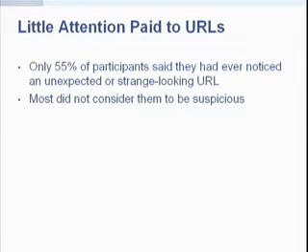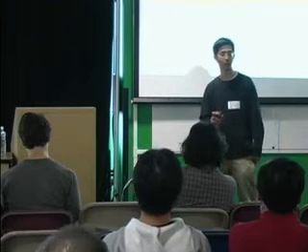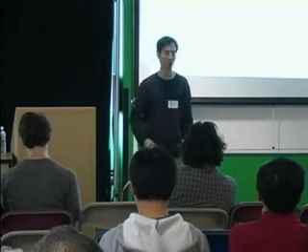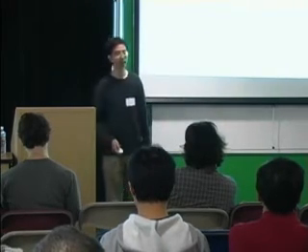People also paid little attention to the URLs. Only 55% of the people said that they had ever noticed something strange with respect to URLs, and most of them did not consider them to be suspicious at all. Okay, so this is actually a very important thing too, because the URL is one of the few things you can use to identify or potentially identify phishing websites. This is probably one of the most obvious signs that it's a phishing website, and if most people aren't recognizing it as a signal, then this is probably pretty bad.